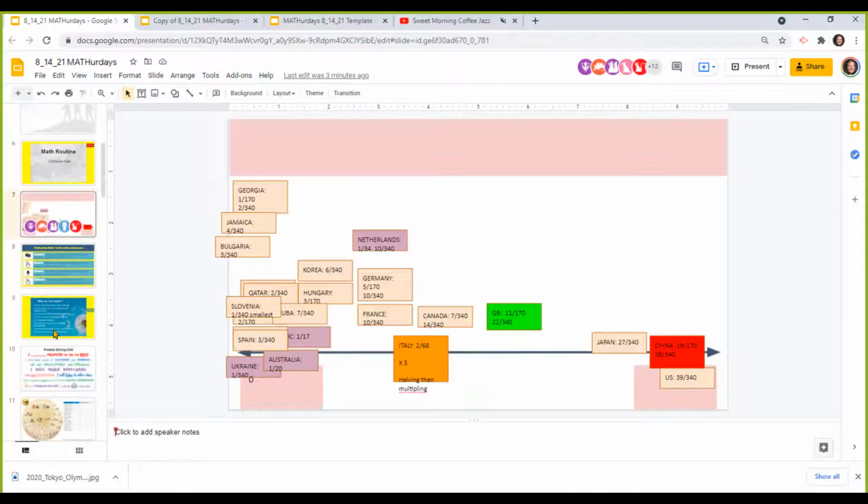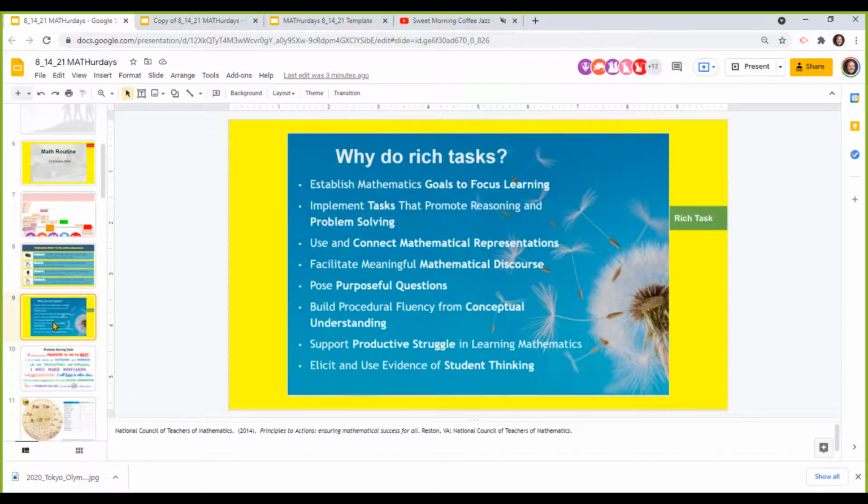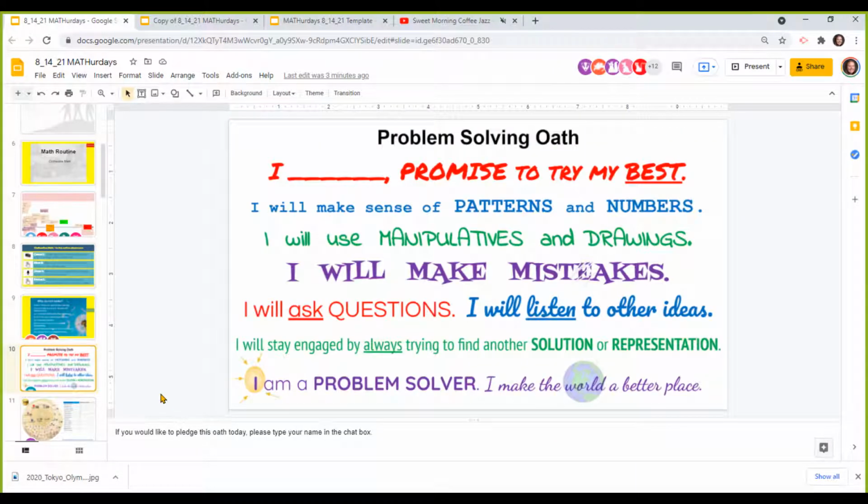And then that's going to lead us into our rich task for today. On slide 9, I have the rationale of why I focus on rich tasks every single MATHurdays. And today's task is really going to showcase a type of a project-based assessment. This idea that it's very open, but yet there are some boundaries, some guidelines to really focus on. And before we begin, I want to give everyone the opportunity to pledge the problem-solving oath.